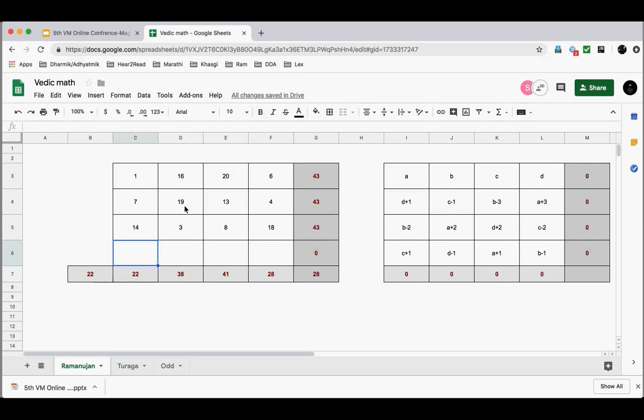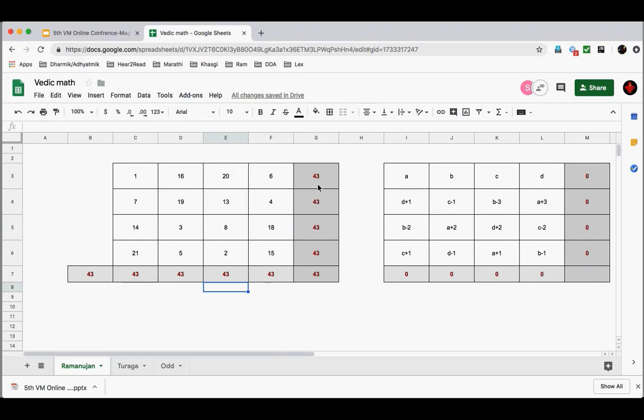C plus 1, which is 20 plus 1, so 21 will go here. D minus 1, so 6 minus 1, which is 5. A plus 1, so 1 plus 1, which is 2. And B minus 1, so 16 minus 1, which is 15.